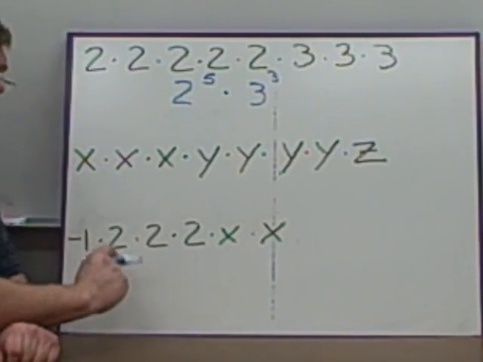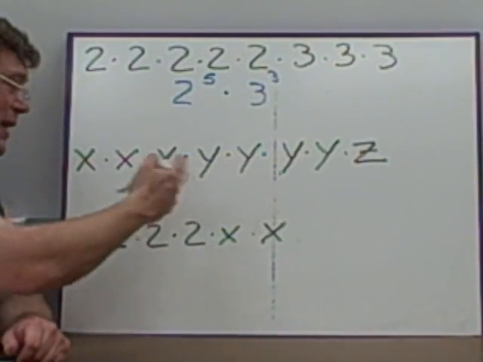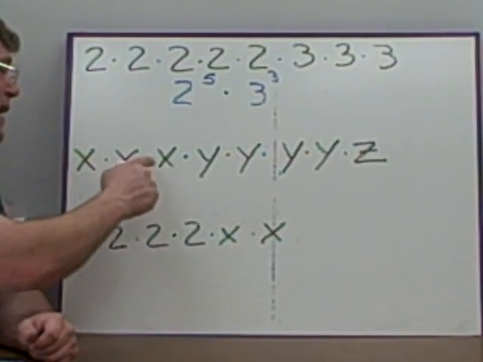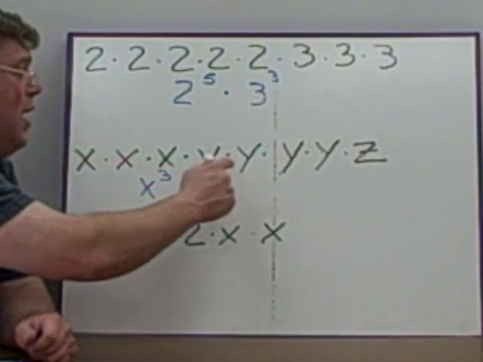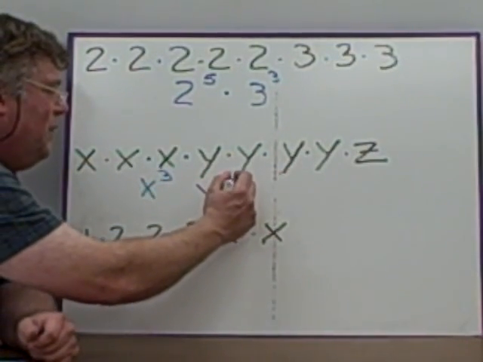Here I've got 3 x's. Remember, in algebra we don't have fruit salad, so I can't combine these. I can't count the x's and the y's together. X, x, x, that's x to the 3rd. Y, y, y, y is 4 y's, so we do y to the 4th.